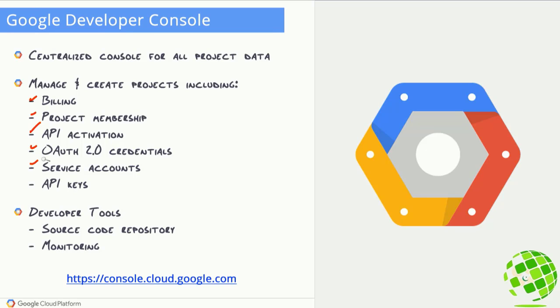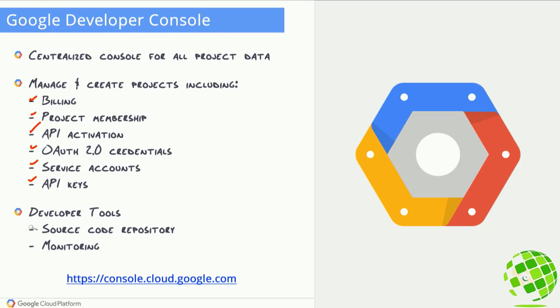We can also set up service accounts, which is what we'll need when we need to do server-to-server interactions or we need our application to authenticate to resources in the cloud. And then we can also set up API keys. So if we don't need to access user data, in other words, we don't need OAuth 2, but we still want some accountability, then we can communicate from our application to these APIs using these keys.